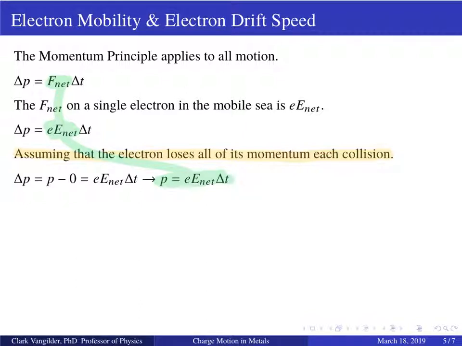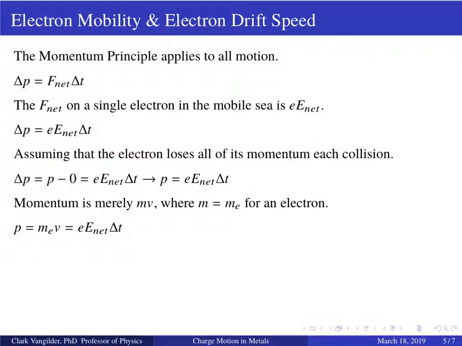So now we have a simpler formula, since it's not a change anymore, it's just the momentum of this particle. All right? So we go from there, and now we let P be the same as mass times speed. That's the definition of momentum.